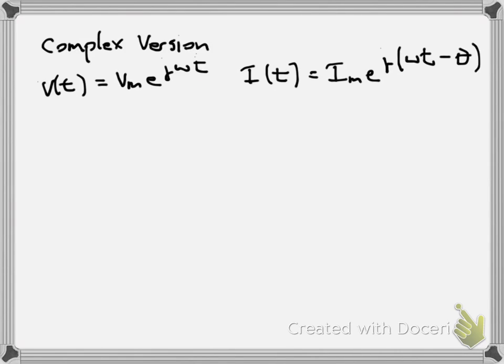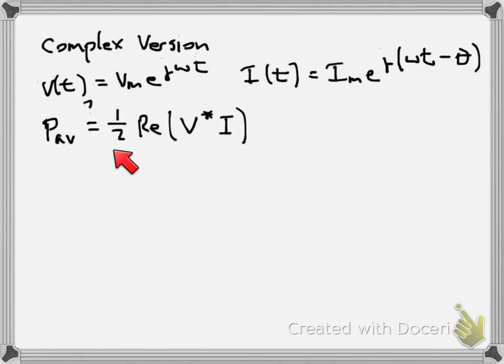So in the complex version, we let V of t become V maximum e to the j omega t, and we let I of t equal Im e to the j omega t minus theta. Those are the complex analogs. Now the claim is that the average power will be given by 1/2 the real part of V complex conjugate times I.